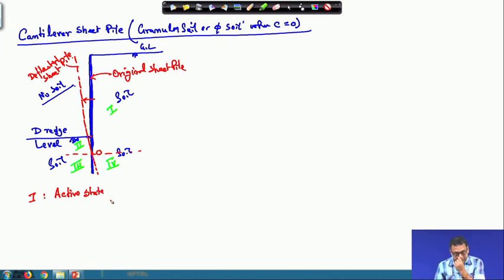Okay, or active condition. Now, the part 2 or the region 2. So, region 2 is this portion of the wall, it will deflect towards the soil. Okay. So, it is towards the backfill. So, part 2 will be the passive state or passive condition. Okay. Then the part 3.